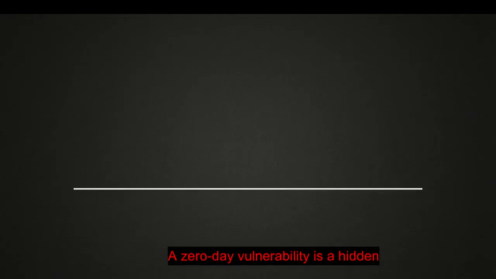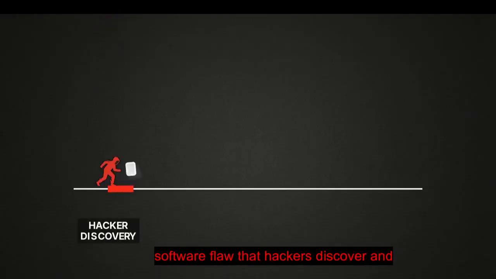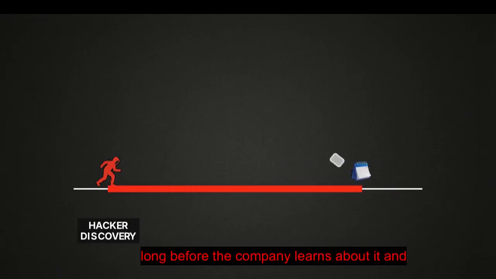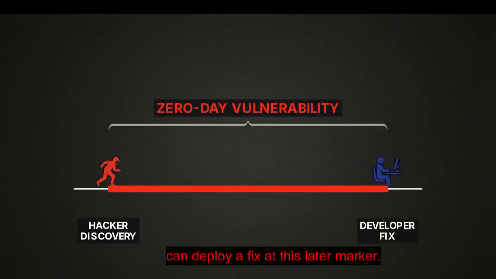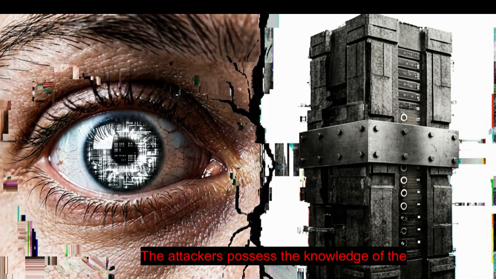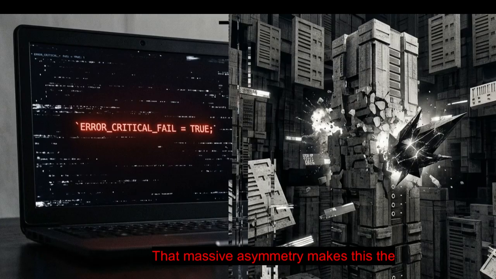This timeline illustrates the core problem. A zero-day vulnerability is a hidden software flaw that hackers discover and weaponize at this early marker, long before the company learns about it and can deploy a fix at this later marker. The attackers possess the knowledge of the flaw, while the defenders remain entirely blind. That massive asymmetry makes this the ultimate invisible threat in modern cybersecurity.